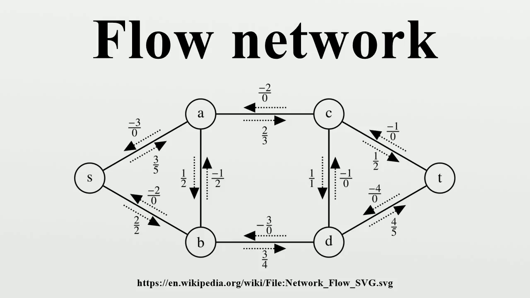A flow would then be one possible way for water to get from source to sink so that the total amount of water coming out of the outlet is consistent. Intuitively, the total flow of a network is the rate at which water comes out of the outlet.